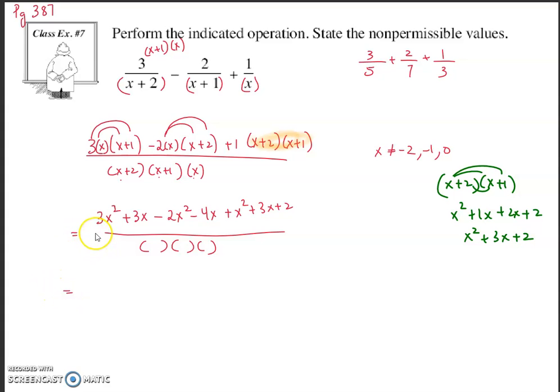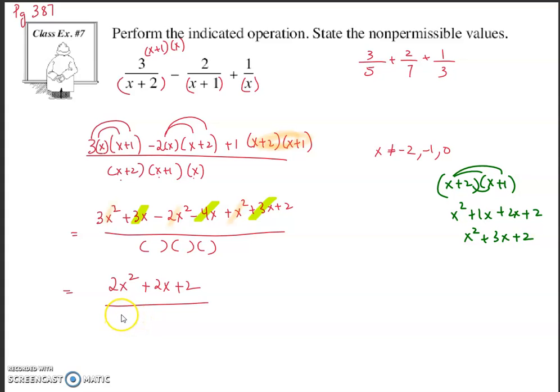So we're going to combine our like terms. So I have 3x squared minus 2x squared and then plus x squared. So I have these x terms that I'm going to combine. And that's 1. 1 plus 1 is 2. Then I have 3x minus 4x plus 3x. 6 minus 4 is 2, so that gives me plus 2x, and then that leaves me with just this whole number plus 2.